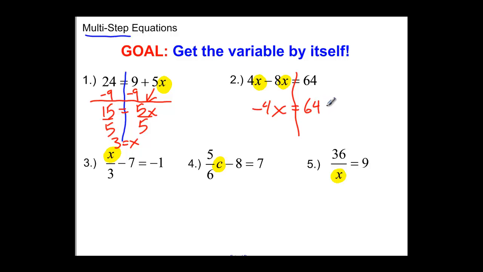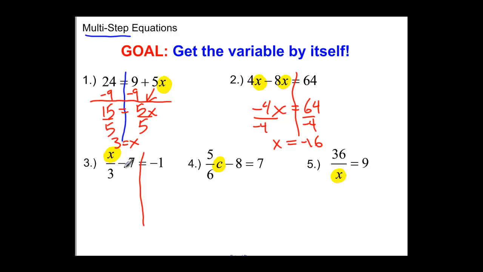Okay, and then we say, how do we undo negative 4? Well, we're going to divide by negative 4 on both sides. And we have x is equal to, what's that going to be? Negative 16. Okay. So notice we have 2 steps. First step combining here, and then division.